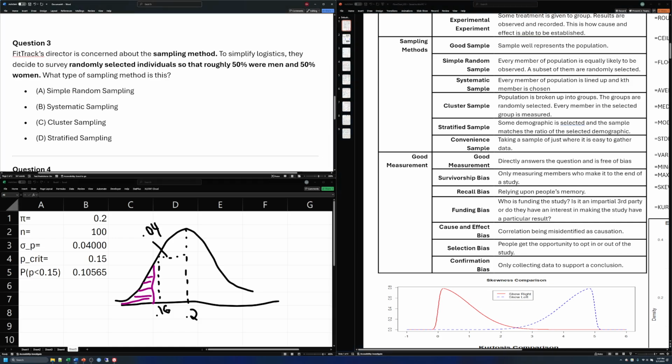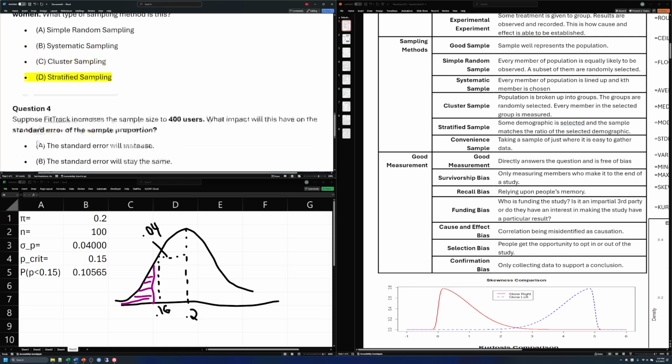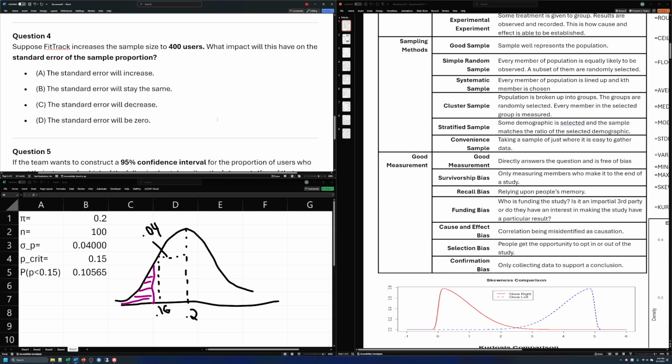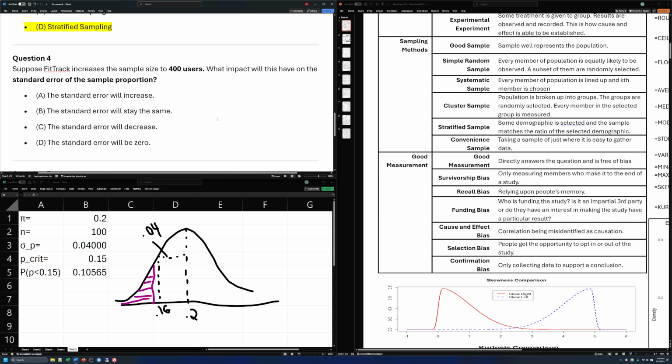We've done stratified because we are looking at men and women. We know that our population is roughly 50-50, and so that is what we are looking at for our stratified sampling. Okay, question 4. It says, suppose FitTrack increases the sample size to 400 users.